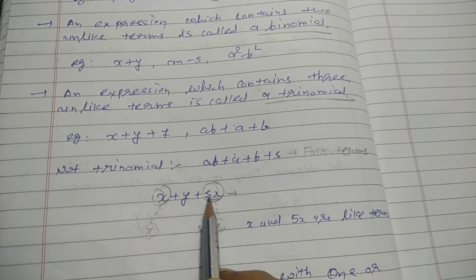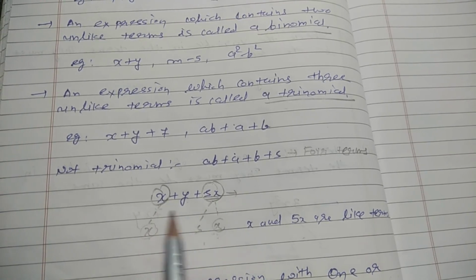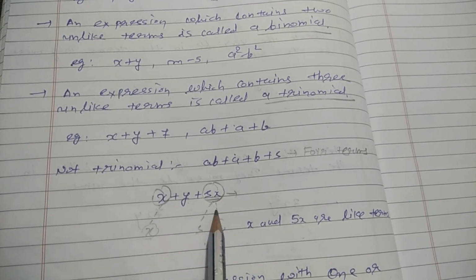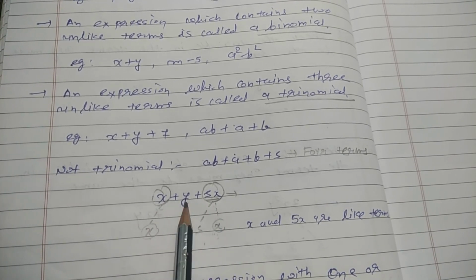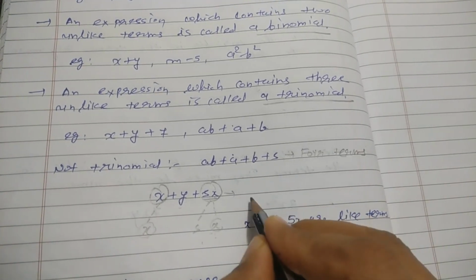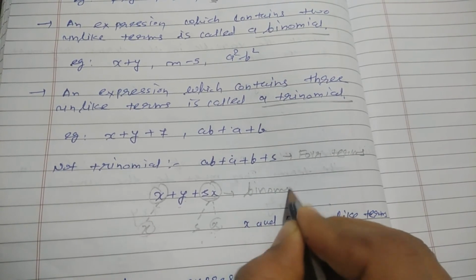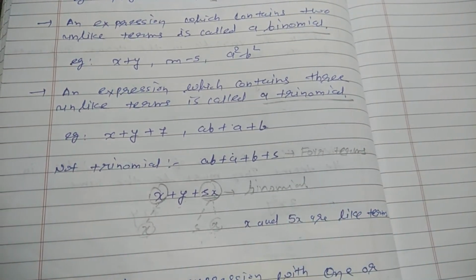So here there are only two unlike terms in this expression: one is x and 5x, the like terms, and the other is y, which is an unlike term. Only two terms are there, that's why it is called a binomial, not a trinomial.